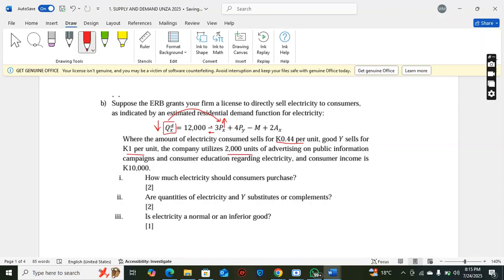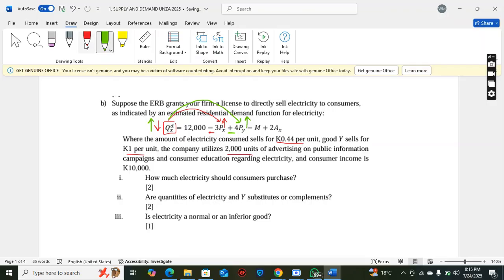Any questions? If I move to the next one. Also, the quantity demanded of electricity is dependent on the price of good Y. Now we see there's a positive sign here. That's telling us if the price of good Y goes up, the quantity demanded of electricity is also going to go up. They have a positive relationship. And if the price of good Y goes down, quantity demanded of electricity is also going to go down.